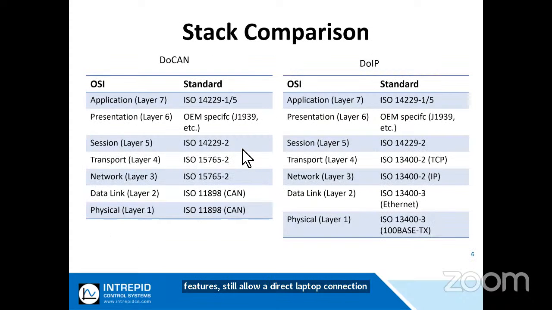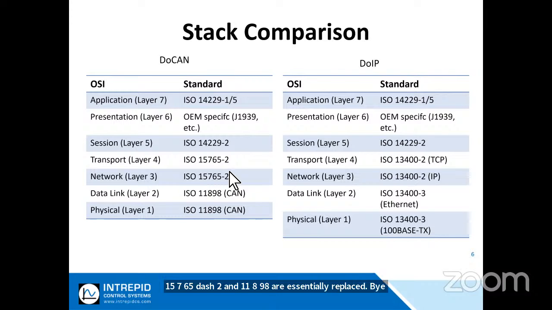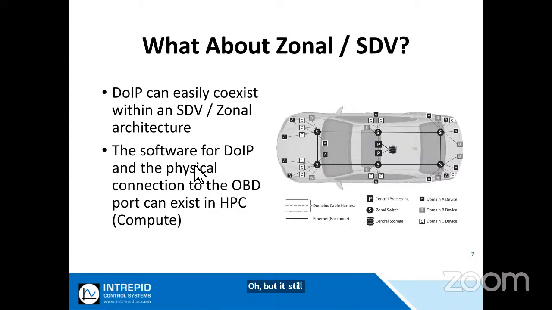Okay. And I've got a quick stack comparison, but basically I pretty much stated what has happened. ISO 15765-2 and 11898 are essentially replaced by ISO 13400, or DoIP, and Ethernet, but it still has ISO 14229, or UDS, for the diagnostics.